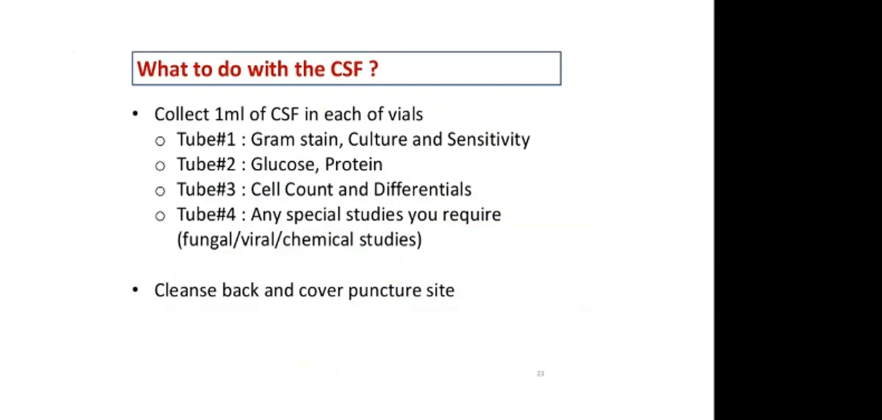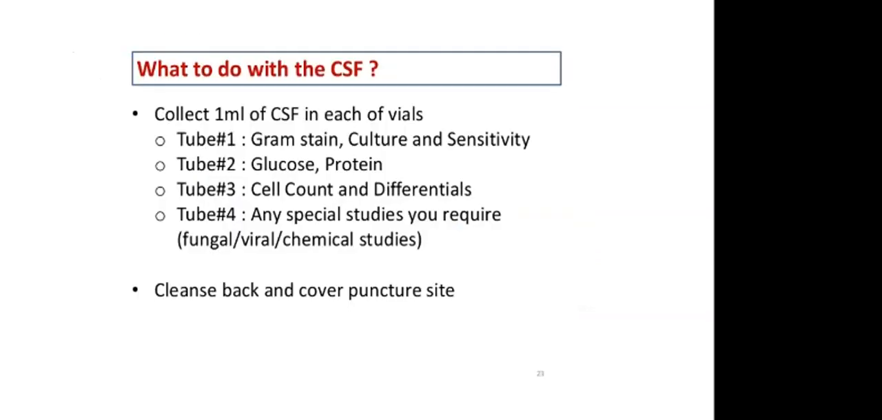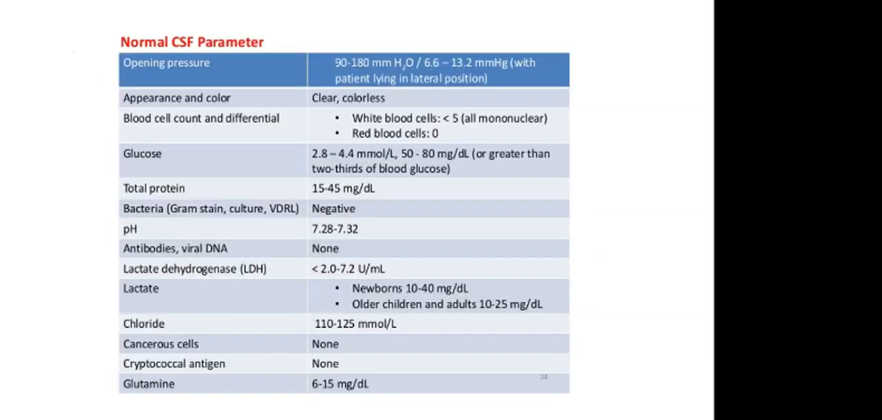So this is the collection tube. There are 4: gram stain, glucose, protein, cell count, and also for special studies. And then clean the bag and also cover the puncture site. So this is the table for the normal values. So normal color is clear, colorless. The blood count is less than 5. So you may read after this, but basically the color is clear in the normal condition.